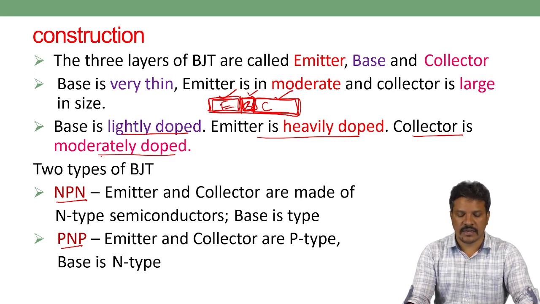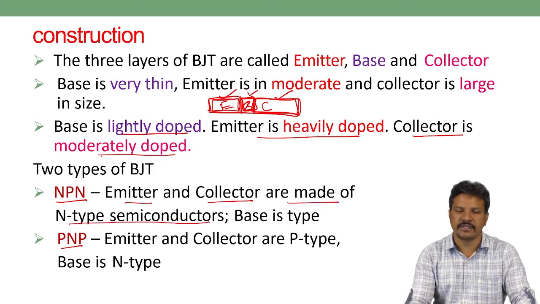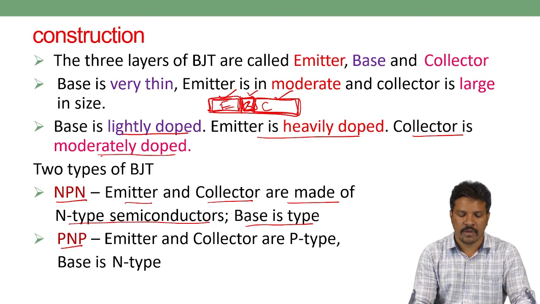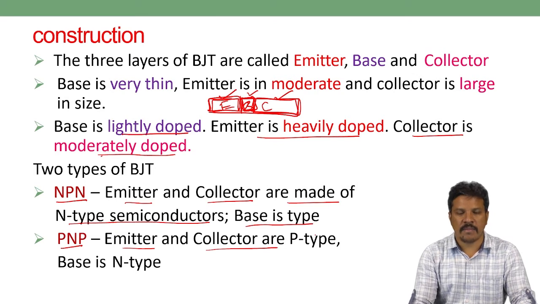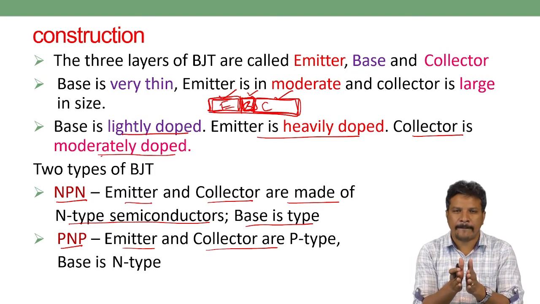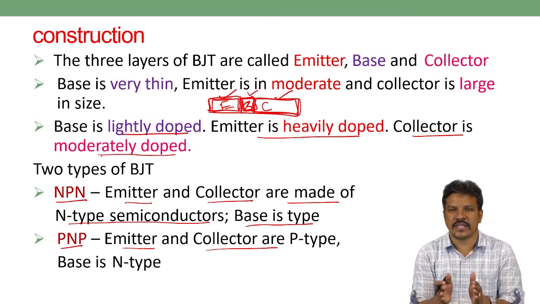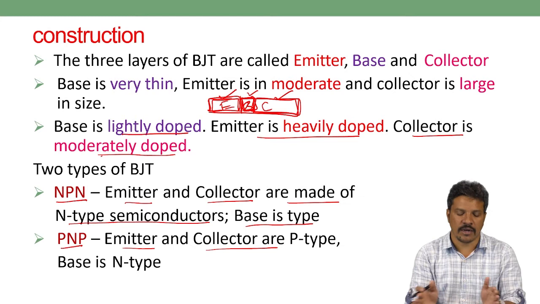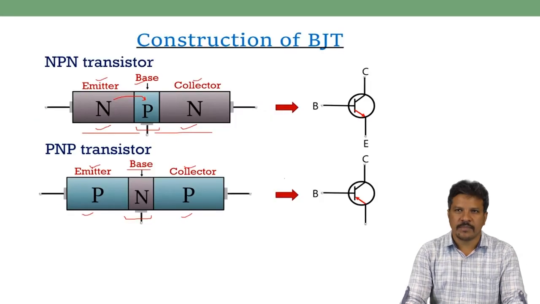In the NPN transistor, the emitter and collector are made of N-type semiconductor material and the base is P-type. In the PNP transistor, the emitter and collector are P-type and the base is N-type. Two N-type materials sandwiched with a P-type material is called an NPN transistor, and two P-type materials sandwiched with one N-type material is called a PNP transistor. These two types of transistors are used in electronic devices.